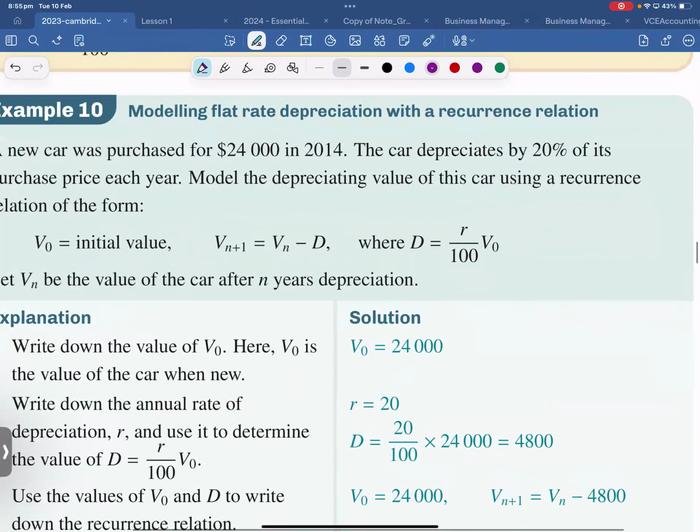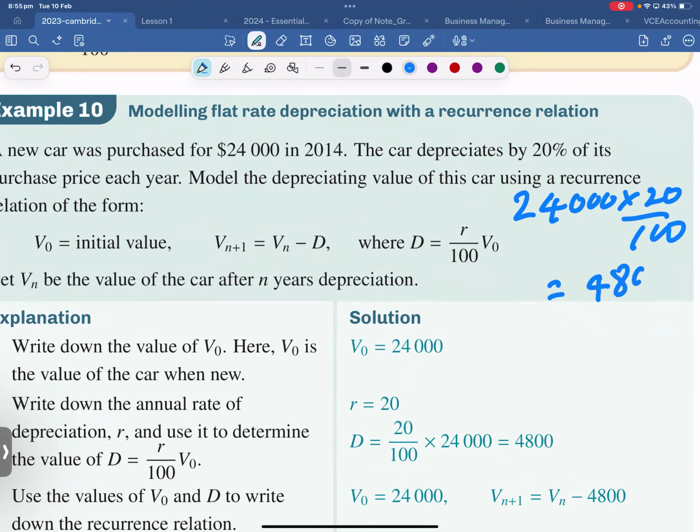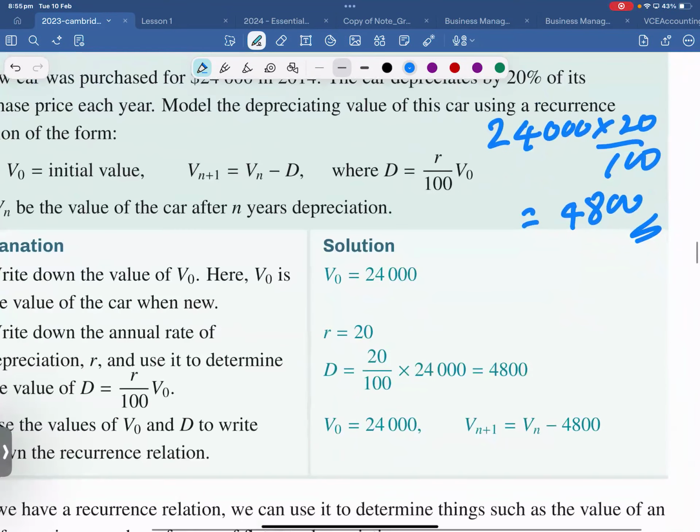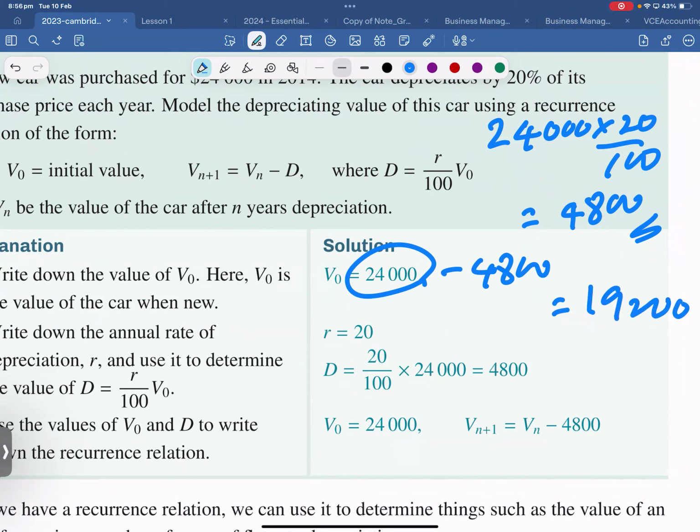Then how much does it decrease by every year? 24,000 times 20%, which is 4,800. Every year, the car reduces by 4,800. That means we purchase it today for 24,000, so V0 is 24,000. After 1 year, it will be 4,800 less, which is 19,200 this time next year. Like that, every time it is decreasing.